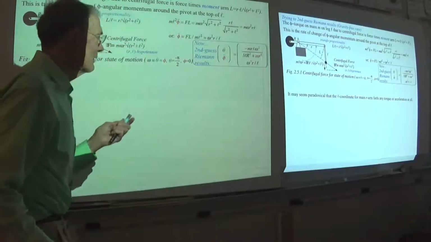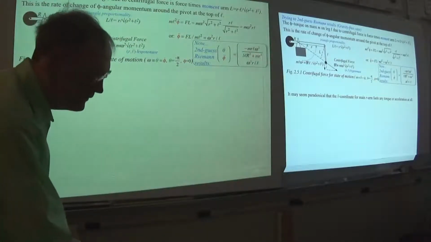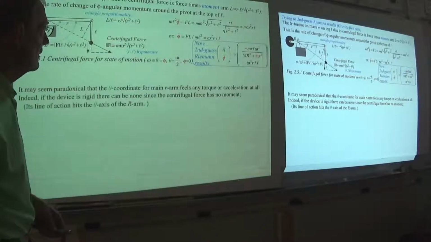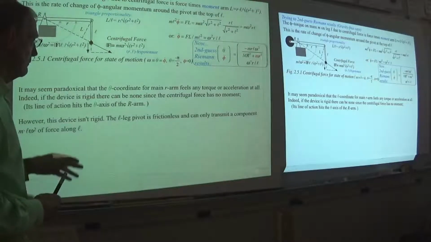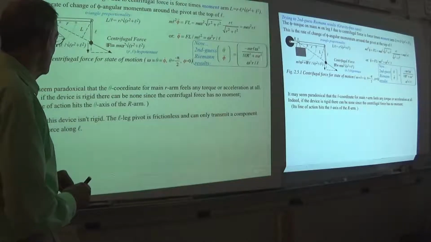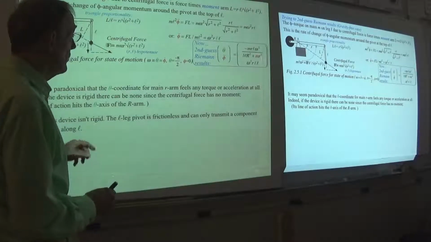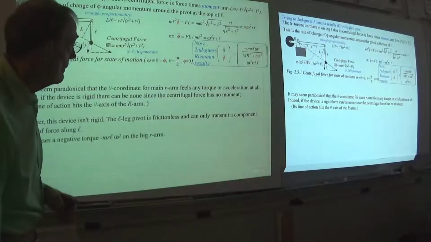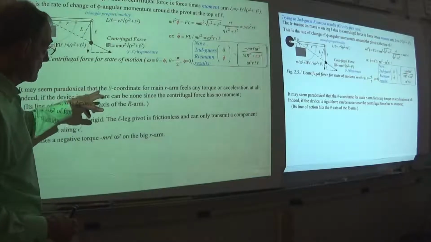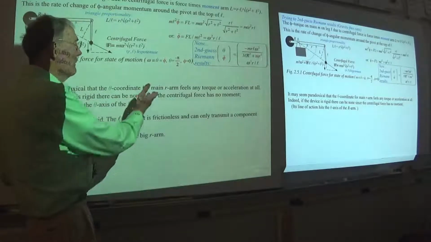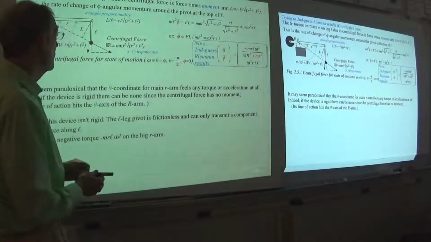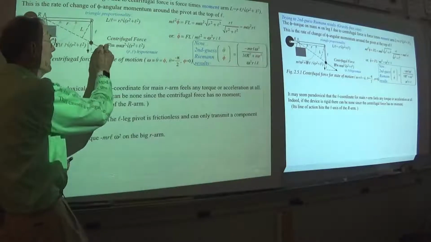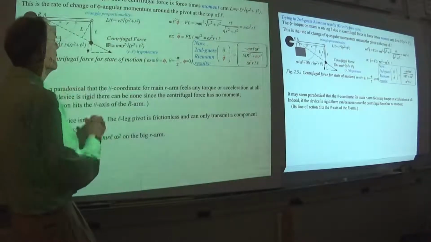Is that possible? And it turns out it is, but it's kind of hard to do. Okay, and so it takes a little bit of time and thought to do this. Now, what I'm saying right here is, it may seem paradoxical, but does the theta coordinate for the main R arm feel any torque or acceleration? Does this thing actually feel any torque or acceleration due to a force in that direction?